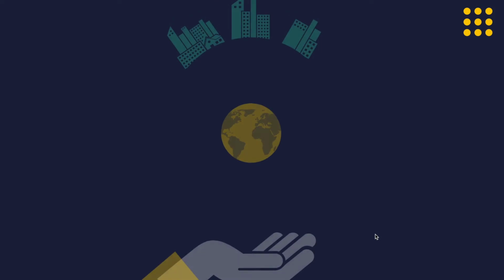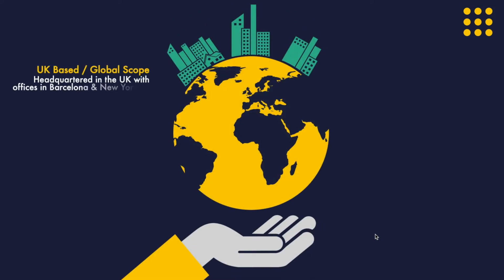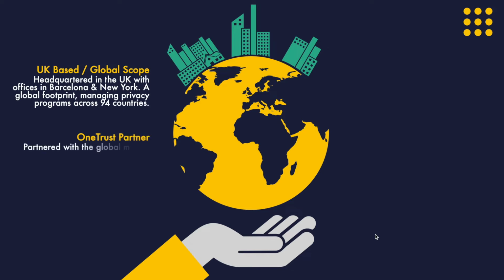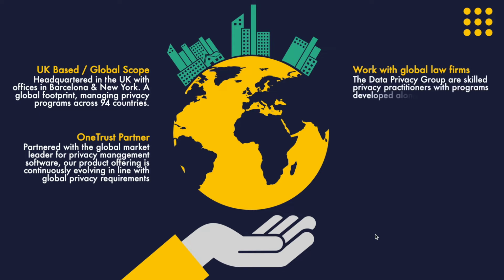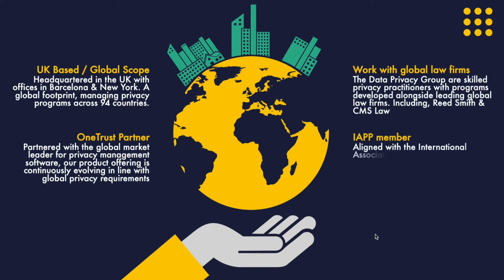And just a little bit about the Data Privacy Group here. We're headquartered in the UK, but we have clients spanning 94 countries, falling into the jurisdictions of all the major privacy laws. We are a OneTrust partner and have built all of our solutions on top of the OneTrust platform by design. It allows us to deliver the most powerful, all-encompassing privacy software to our clients and layer on specific workflows and management structures to drive maturity into our clients' privacy programs. Coupled with this, we work with globally recognized law firms to ensure all our workflows meet the requirements of the different regulations across the globe.